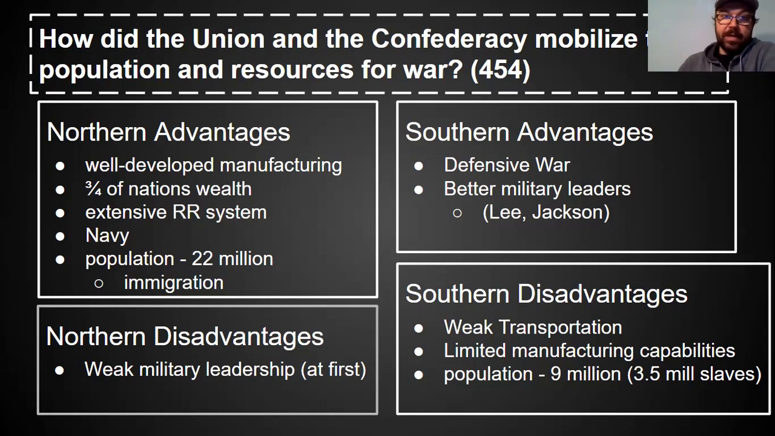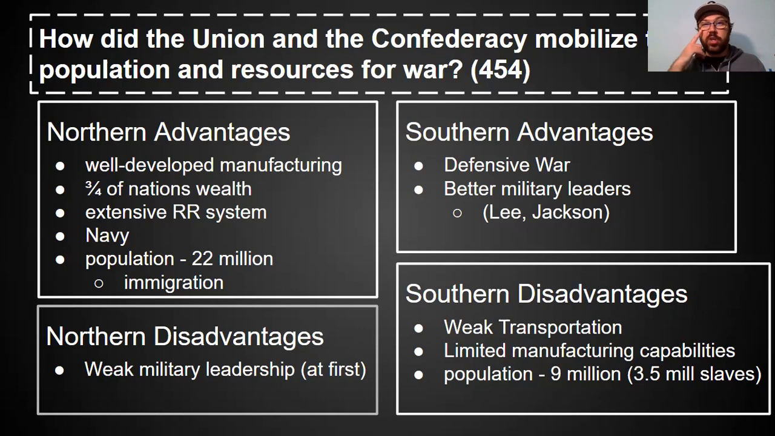Their disadvantages are basically the flip of the North's advantages. They don't have a good transportation system. They barely have any manufacturing. They only have 9 million people compared to the Union's 22 million. And of that 9 million, nearly 4 million of those are slaves. And they're not fighting in the war, right? They're keeping the economy going, and that's important. They're keeping the economy going while the war is raging on. You have all the slaves keeping the economy going.